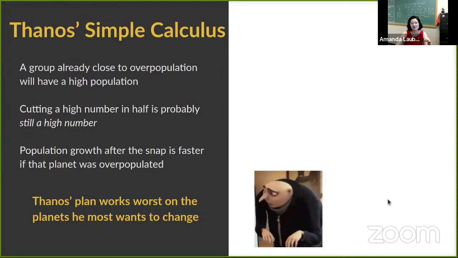And the higher the population was, the faster they'll grow afterwards. Which means that Thanos' plan is going to work the very worst on the planets he most wants to change. If there's a population that's already overpopulated, there's a whole bunch of people there, then when Thanos snaps his finger, there's going to be a whole bunch of people still because he only cut them in half. And then they're going to grow very quickly according to how many of them there are. And the recovery time that you saw, ours was 46. If we had started at a higher population, the recovery time would be even shorter than 46 years. If he had snapped us back in like 1850, our recovery time would be much longer than that.